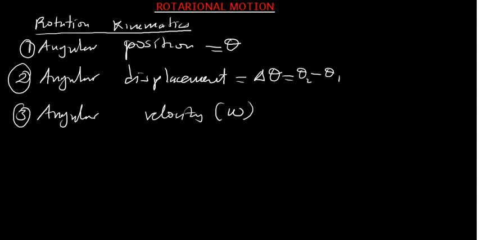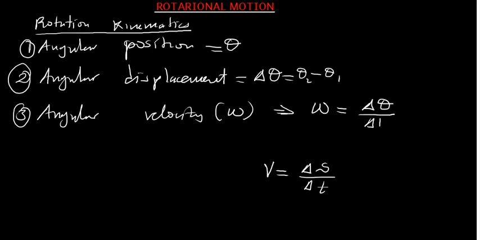If we are talking about linear velocity, velocity is given as change in displacement over change in time. The same with angular velocity: angular velocity is given as change in angular displacement divided by change in time. So that is how we get it.